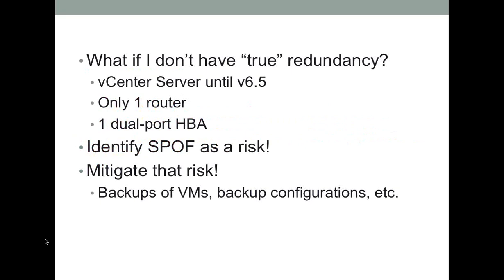What if I only have one router? Or what if I only have one HBA? Yes, I may have quote-unquote redundancy because I have multiple paths because it's dual port, but it's potentially still the same adapter. So one of the things that you need to do is identify that single point of failure. It's a risk. Now, what are you going to do to mitigate that risk? Again, things like backup configurations, backup virtual machines, and so on. And you need to have some kind of recovery plan.